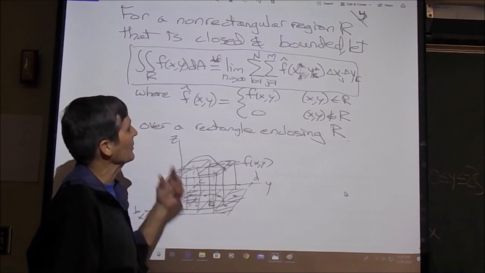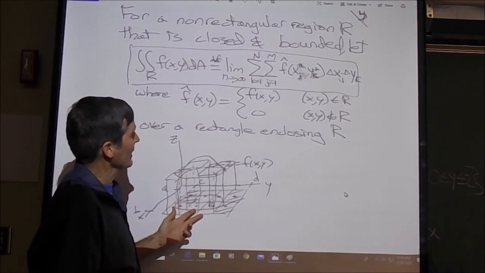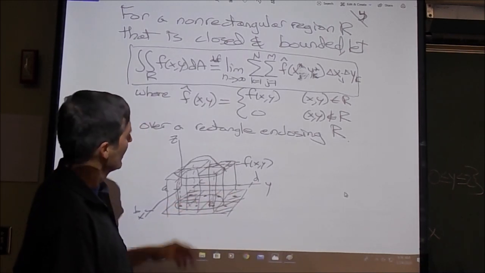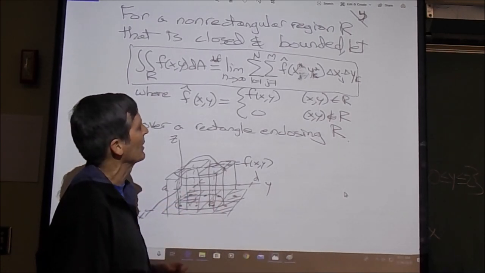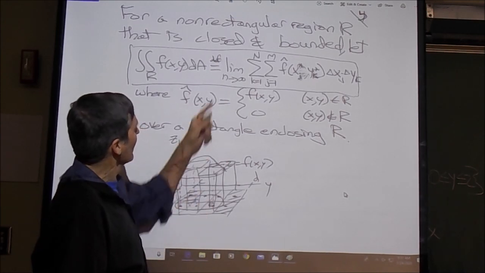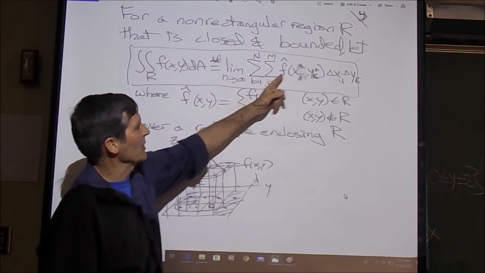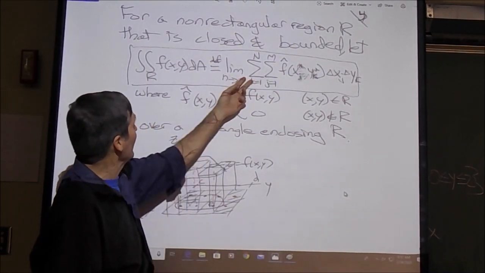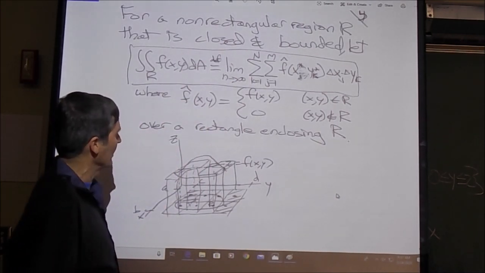And it turns out, in the limit as the number of rectangular subregions goes to infinity with the width of the widest in each direction going to 0, for nice regions like simple closed curves, or what we're going to call type 1 and type 2 regions, this limit of this sum is the same regardless of those partitions and regardless of the points x j star, y k star I pick inside. So we'll just define this to be the double integral of a function over a non-rectangular region.